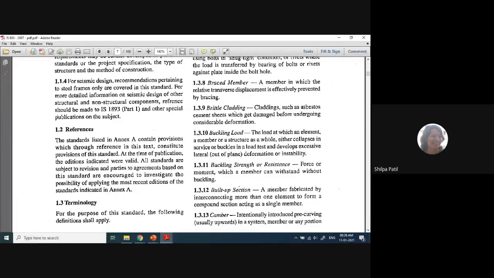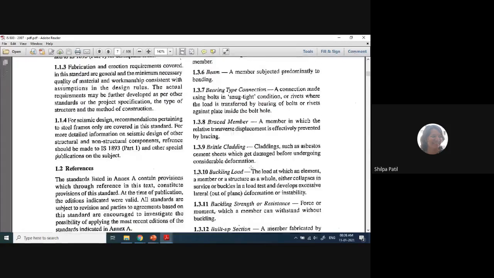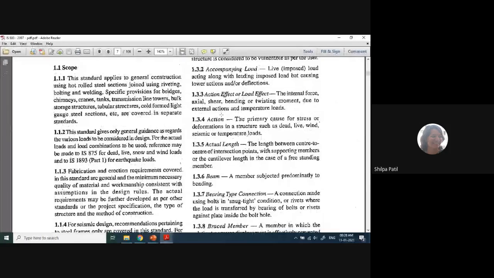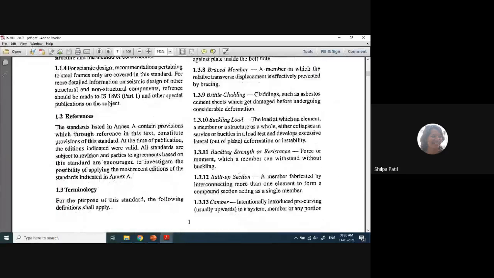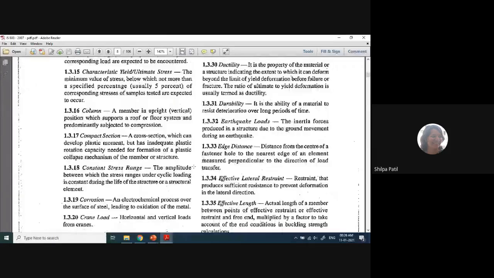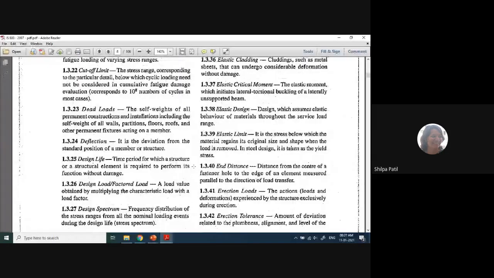Buckling load. What is the meaning of buckling load? What is the meaning of brittle cladding? Okay, all these terms are important. Beam. What is the meaning of beam? What is bearing type of connection? What is actual length? What is effective length? All these terminologies are clearly specified in this code, and their definitions are given here. So I instruct everybody that you go through all these terminologies.